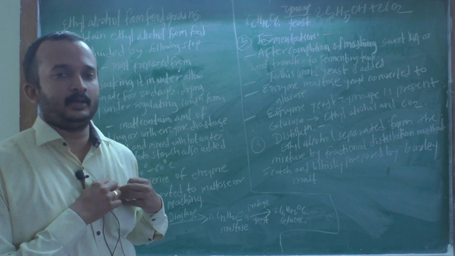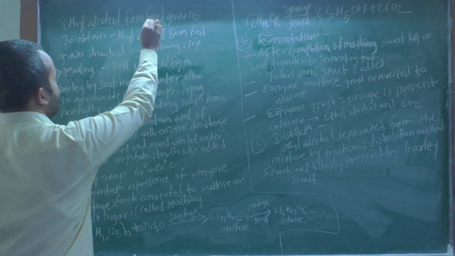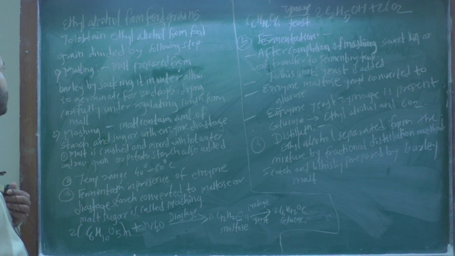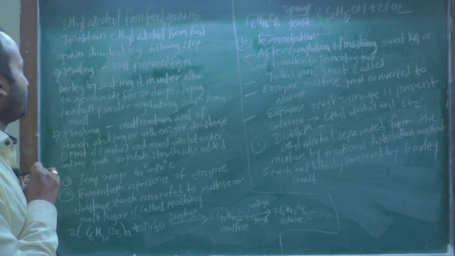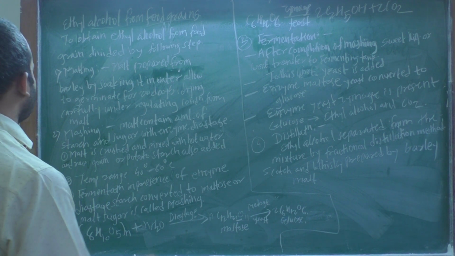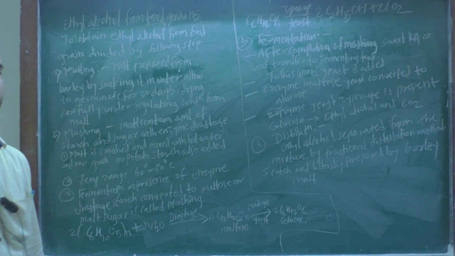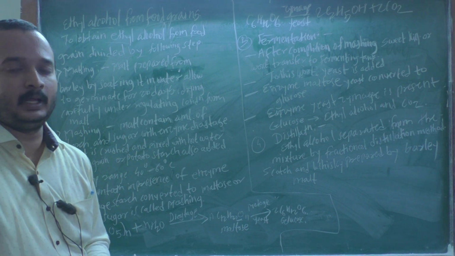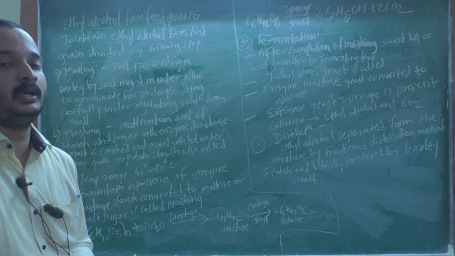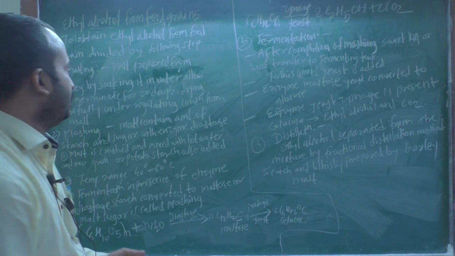In this lecture we will discuss the manufacturing of ethyl alcohol from food grains. To obtain ethyl alcohol from food grain, the process is divided into the following steps, and the conversion is completed by these four steps.